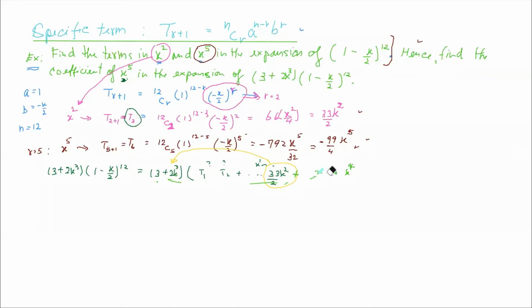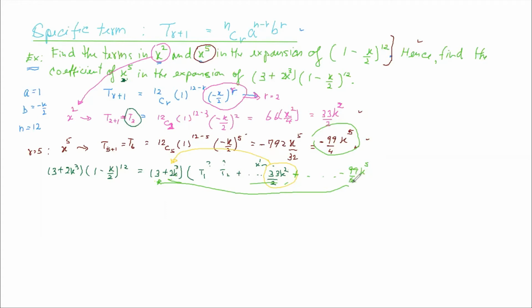Everyone get my point? So this one we don't need. You just write it down here, plus dot, dot, dot, to this term only. Because you can write down, say this one, minus 99 over 4 x power 5. Why do we need this one? Because x power 5 times this term, times 3, we can get x power 5.